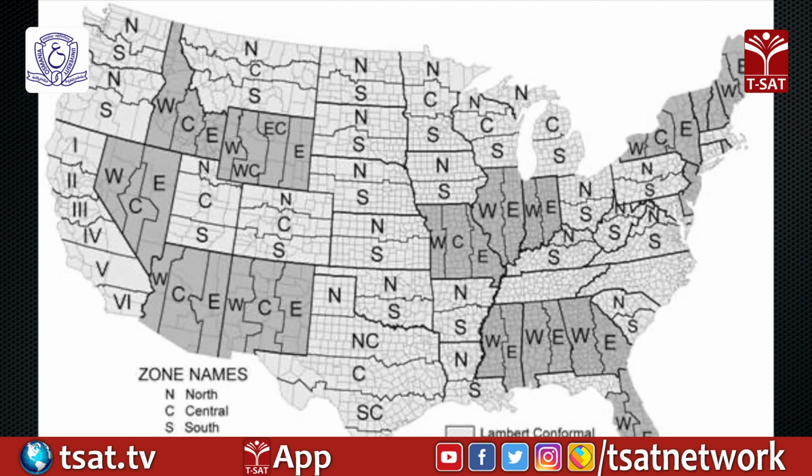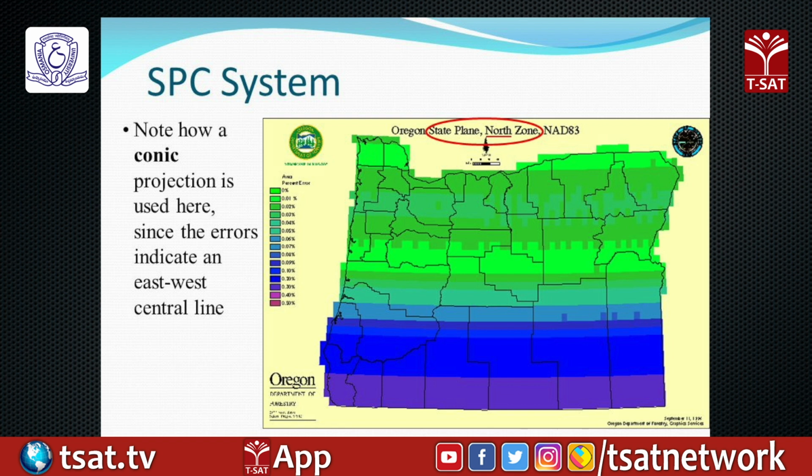east SPC zones. The zones that are elongated in the north-south direction use the transverse Mercator, and zones that are elongated in the east-west direction use the Lambert conformal conic. Point locations within each SPC zone are measured from a false origin or original location to the southwest of the zone.